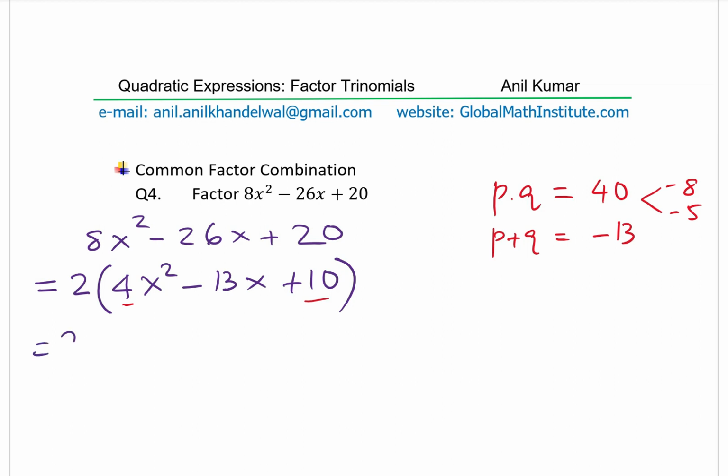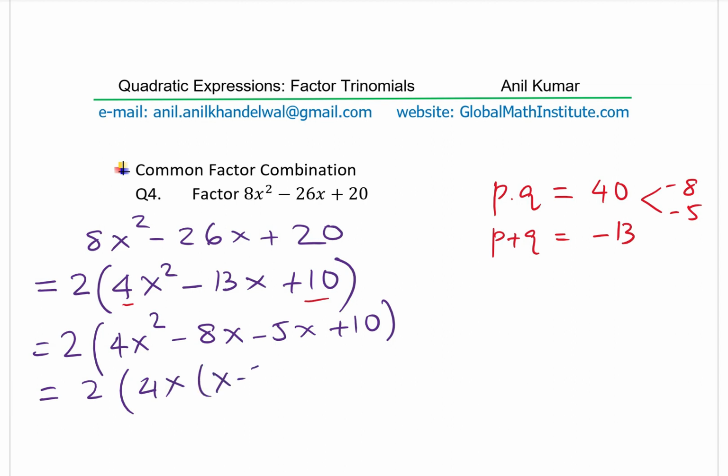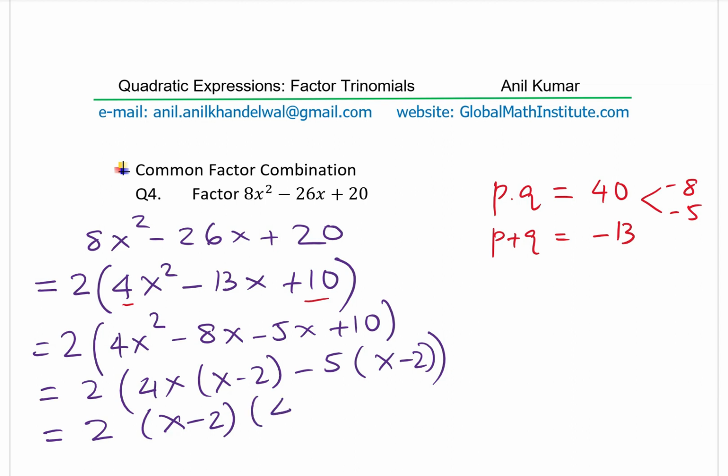So what we get here is 2 is a common factor. 4x squared is the first term. The leading coefficient is 4 in this case. For the trinomial, minus 13x will be written as minus 8x minus 5x, and we have plus 10. Let's group factor them. So in 4x squared and minus 8x, 4x is common. We are left with x minus 2. Minus 5 is common. We are left with x minus 2 once again. So now we can take x minus 2 common. 2 is already outside. x minus 2 has been taken as a common factor. You are left with 4x minus 5, which is the final result.